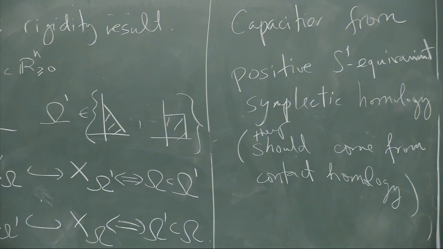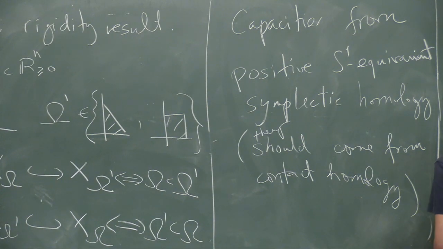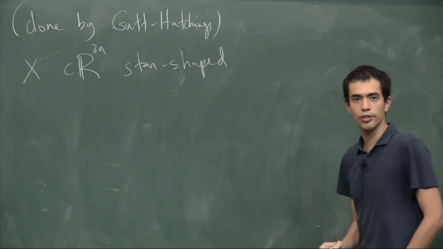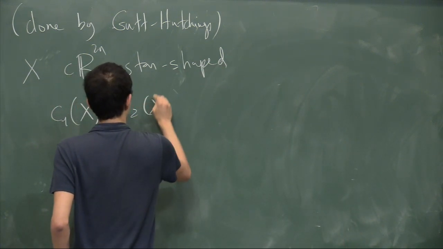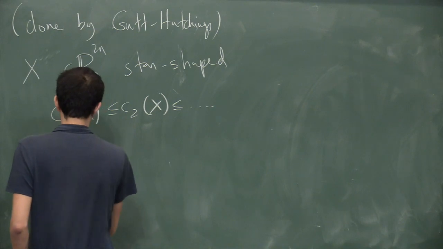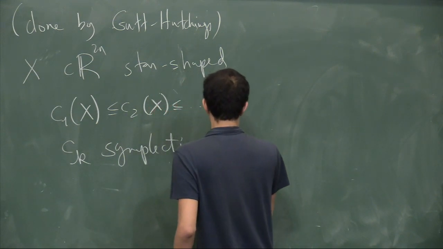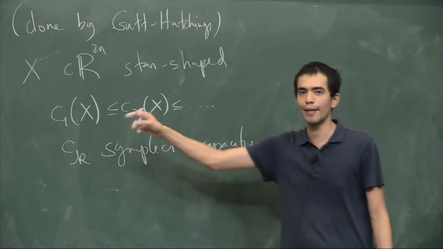So we can use these capacities. So what are these capacities? So say that we have, let's just do a star-shaped, let's say that X is a star-shaped domain in R^2n. So they construct a sequence of capacities like that. And these c_k are all symplectic capacities. Not necessarily normalized, but they're not normalized except for c_1.